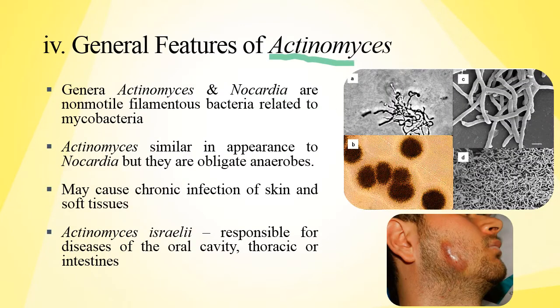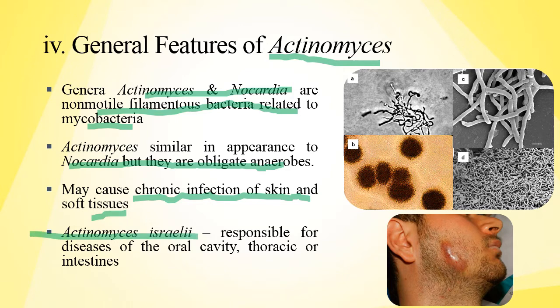Genus Actinomyces. Actinomyces and Nocardia are non-motile filamentous bacteria related to Mycobacteria. Actinomyces are similar in appearance to Nocardia, but they are obligate anaerobes. They may cause chronic infection of skin and soft tissues. Actinomyces israelii is one of the members of genus Actinomyces, which is responsible for disease of the oral cavity, thoracic region, or intestine. For instance, the swelling here is caused by Actinomyces bacteria.